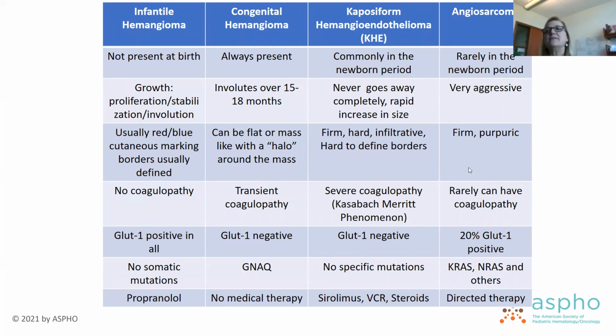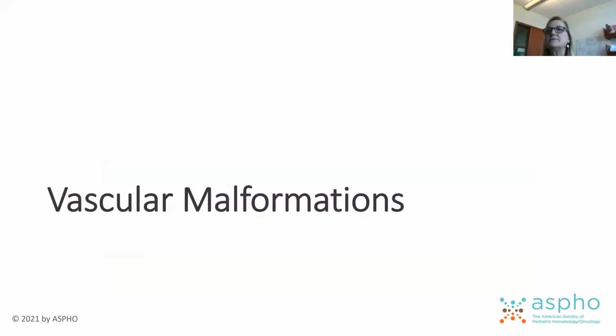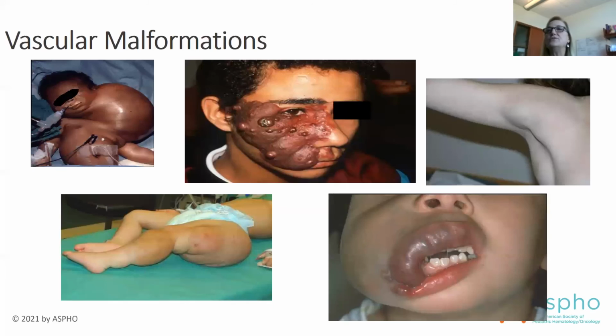So this is a summary that I'm actually not going to go through completely because I think I've been hammering it into you. What's the difference between an infantile hemangioma, a congenital hemangioma, KHE, and angiosarcoma? But I think I would really take a peek at this table and really try to understand it before you take the boards. So let's talk about vascular malformations. And again, I will highlight with a star and really try to mention those things I think are important for you to know. So vascular malformations in general, too, have a lot of heterogeneity amongst them.